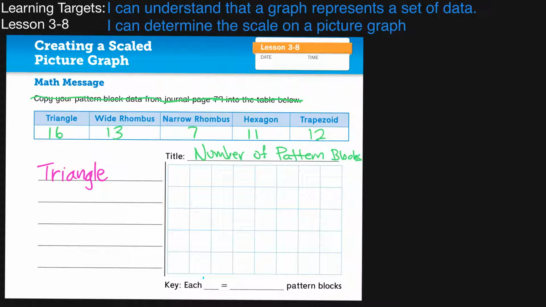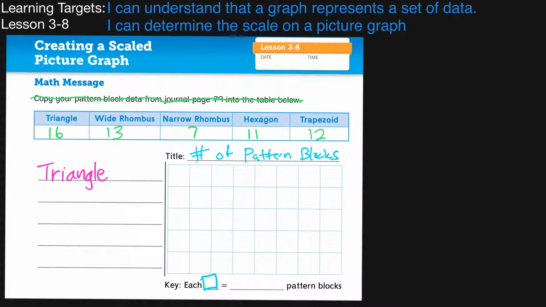I'm going to have each box equal, and I need to find out what they equal. If I just have them equal 1, the most that I could record in this would be 1, 2, 3, 4, 5, 6, 7, 8. And if I look at my data up here, I can see that I can't do that. I can't use that as a number of data, so I need to do something different. So what I'm going to do is, again, it's going to be number of pattern blocks. But I know that my data at least needs to go up to 16.